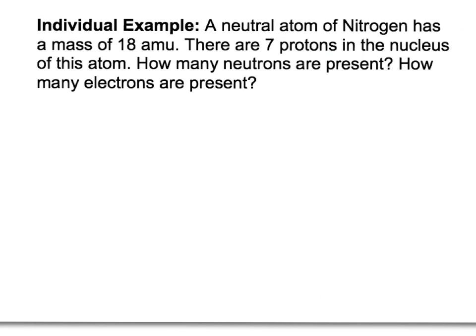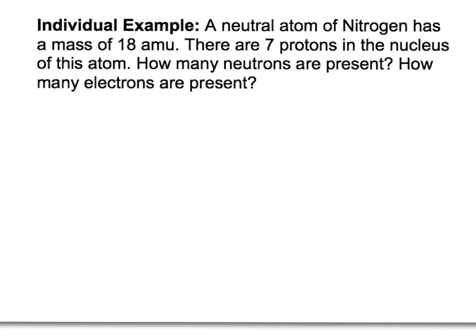For the individual example for this problem, I'm asking you to tell me how many neutrons are present. So the question asks: a neutral atom of nitrogen has a mass of 18 atomic mass units. There are 7 protons in the nucleus of this atom. How many neutrons are present? How many electrons are present? Pause the video now, and then I will go over how to do this when you resume it.